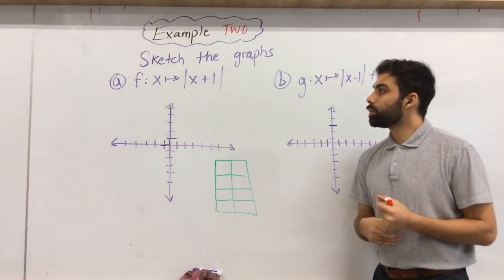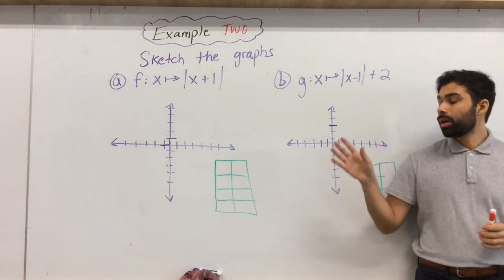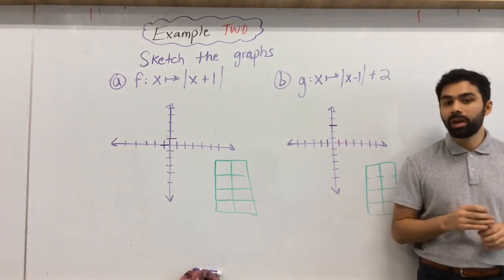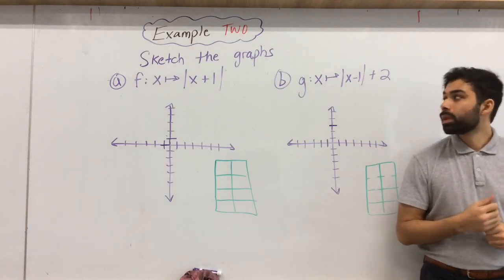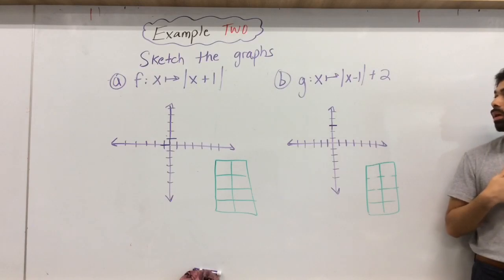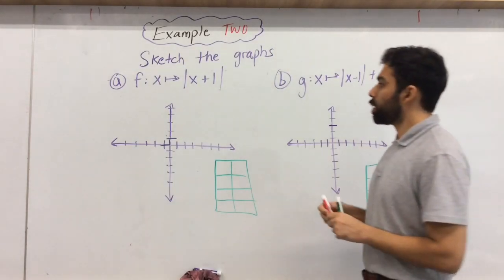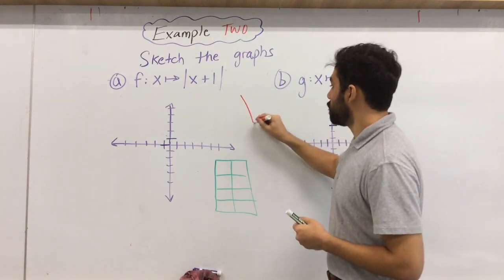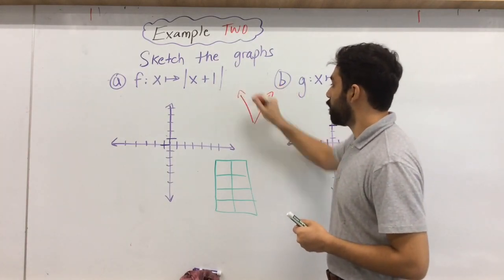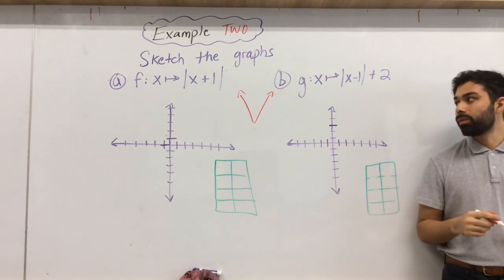All right, for example 2, we're going to go ahead and practice graphing. So the first two examples we have are a, the absolute value of x plus 1, and for b, we have the absolute value of x minus 1 plus 2. Okay, so one thing you should know about absolute value is that it has the classic V shape as its graph, and you'll notice that when we actually go ahead and graph these.